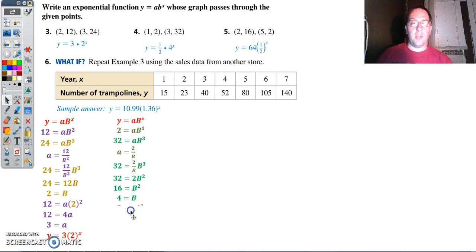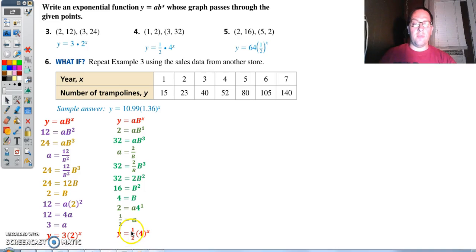Remember, we're just taking the positive square roots. Plug the 4 back into equation number 1. So 2 equals a times 4 to the 1, or just 4a. Divide by 4 on both sides, a equals 1/2. So there's our a, there's our b.